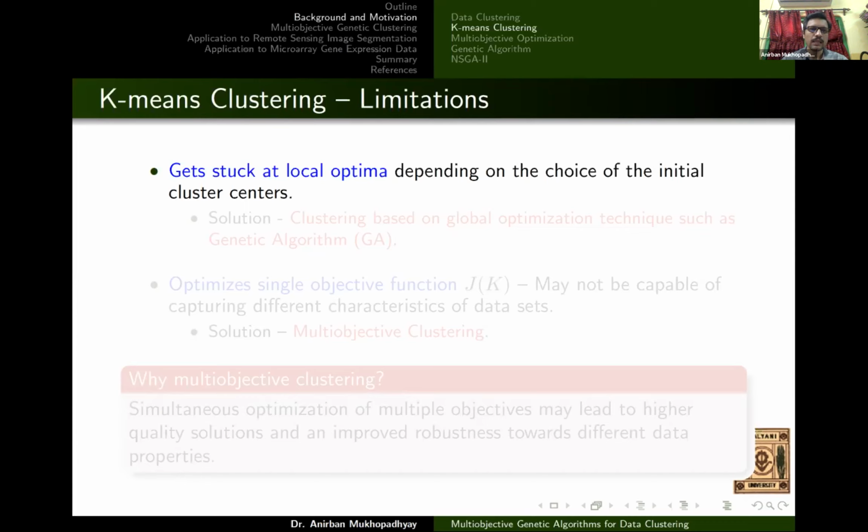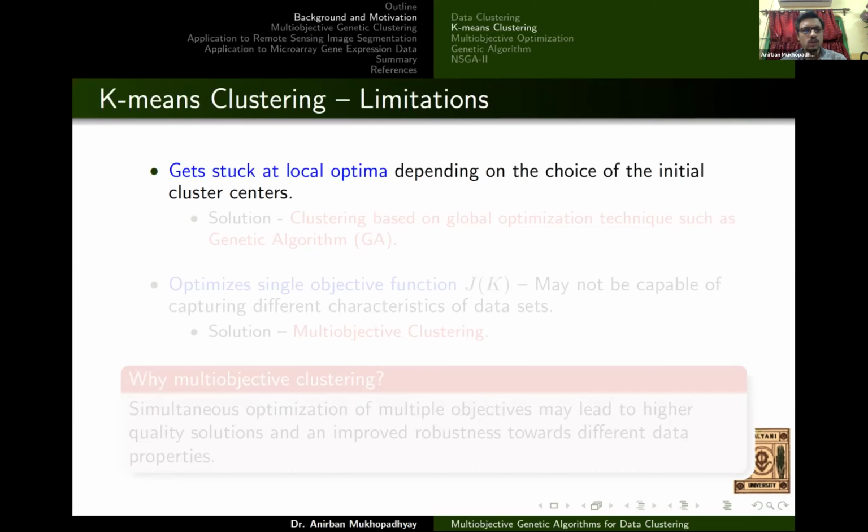That means the J value, that cluster variance value that we get in a particular run, may not be a globally minimum value of J. So it depends on the initial choice of the cluster centers. For the same data set and the same number of clusters, if you run the k-means algorithm multiple times, you may get different clustering solutions. Each of them is actually a probable local optimum of the J value.